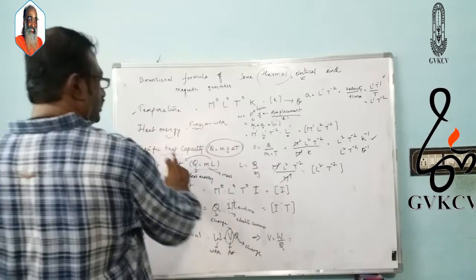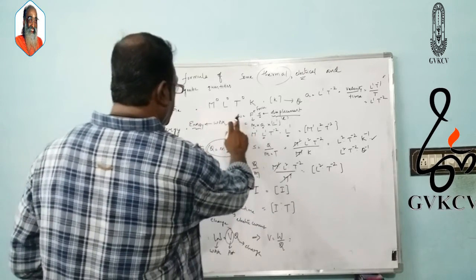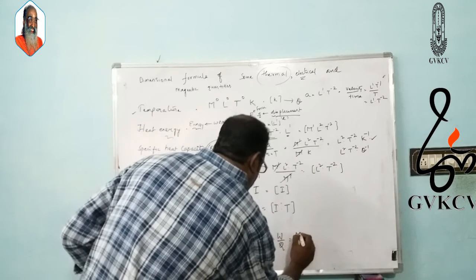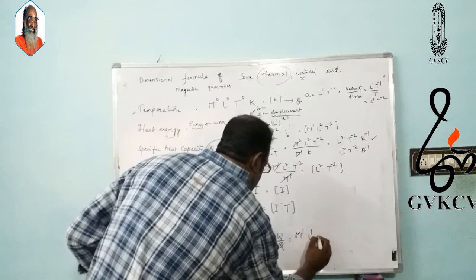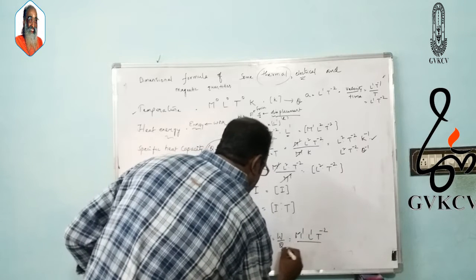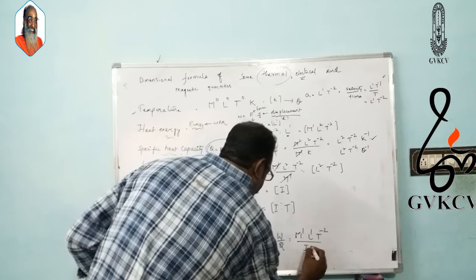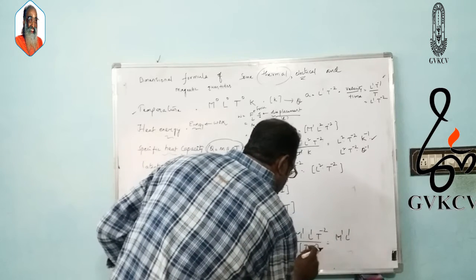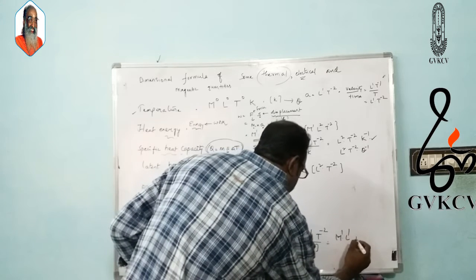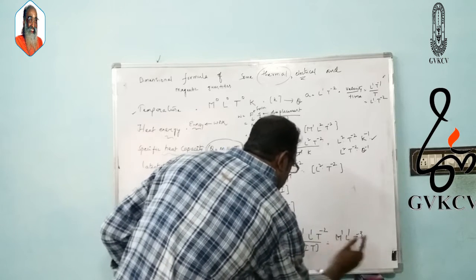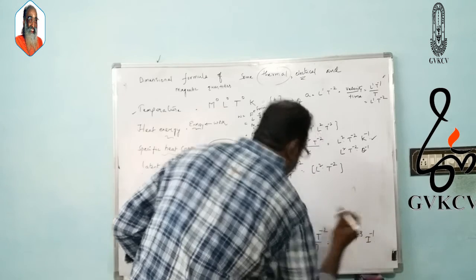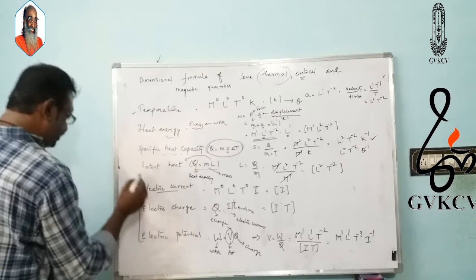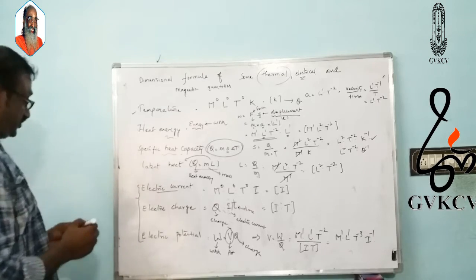What is work here? Already we did work somewhere. It is M1 L1 T power minus 2. So M1 L1 T power minus 2, and Q is IT. So it is M1 L1, T power minus 3 comes to the denominator, and I to the power of minus 1. So these are some of the important physical quantities among the electrical quantities.